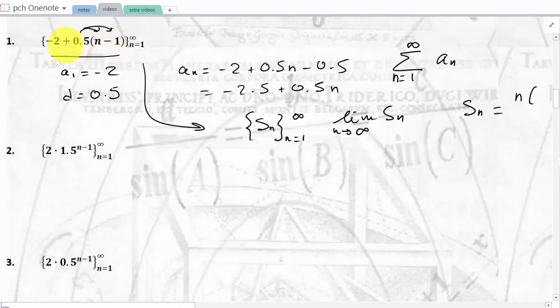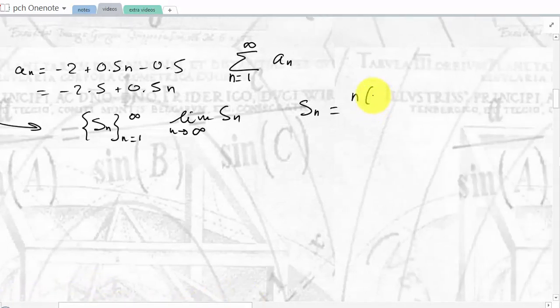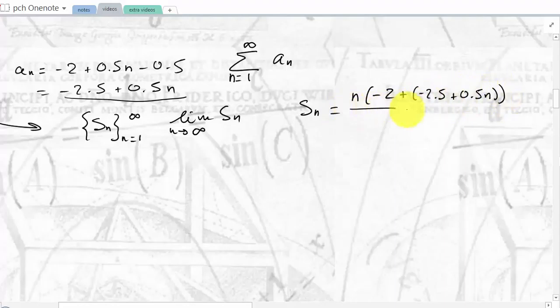So with this sequence, we're looking at the sequence of partial sums right here, and we are wondering if the limit of Sn exists as n approaches infinity. So what is Sn? We know the partial sum of an arithmetic sequence. It's n times (a1 plus an) divided by 2. What is a1 right here? For n equals 1, it is negative 2. So negative 2 plus an, and we have an right here, negative 2.5 plus 0.5 n, divided by 2.